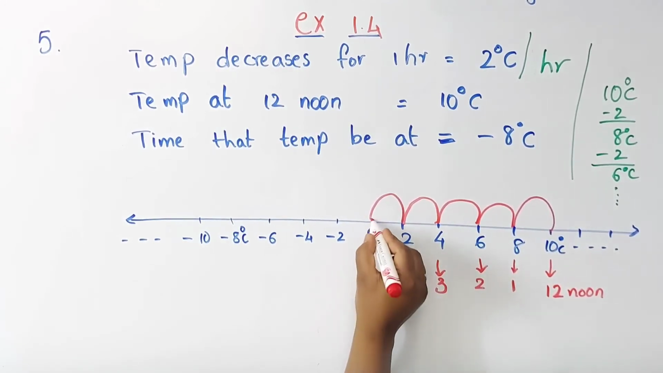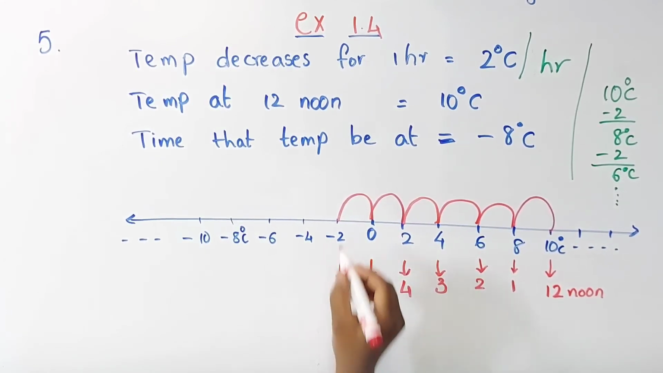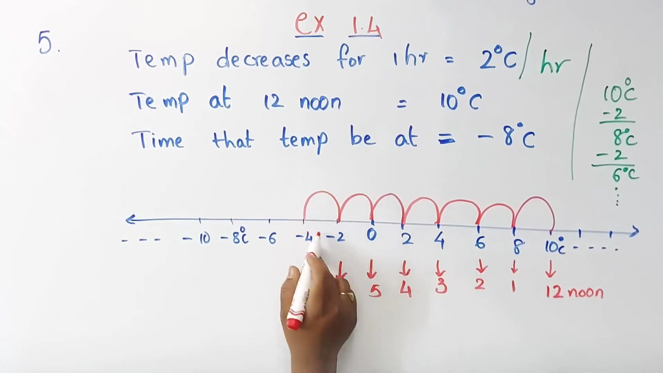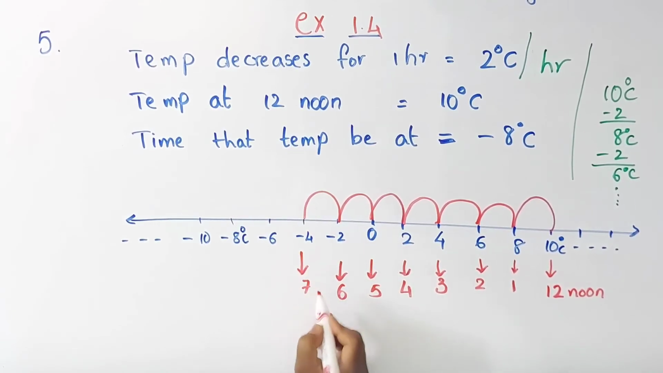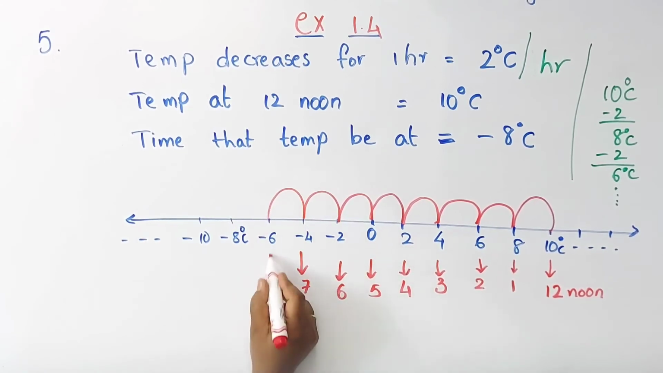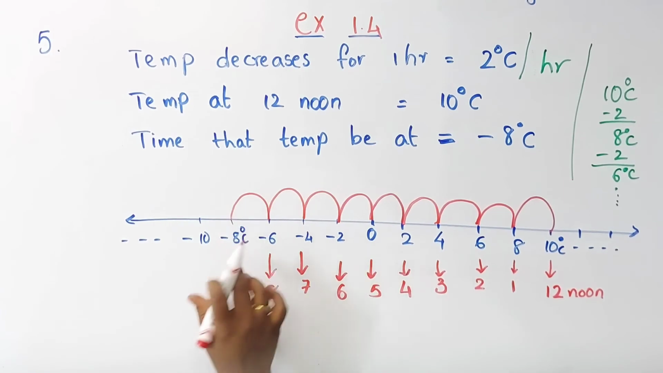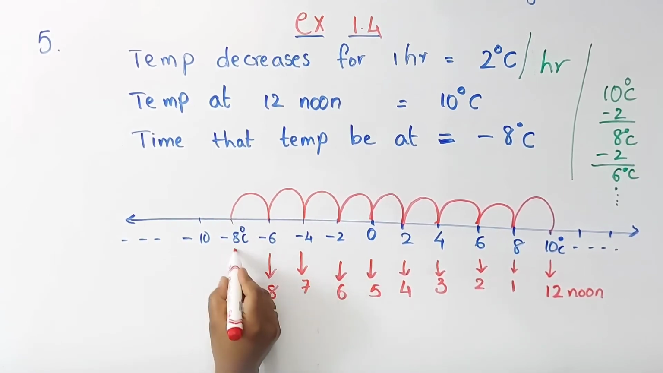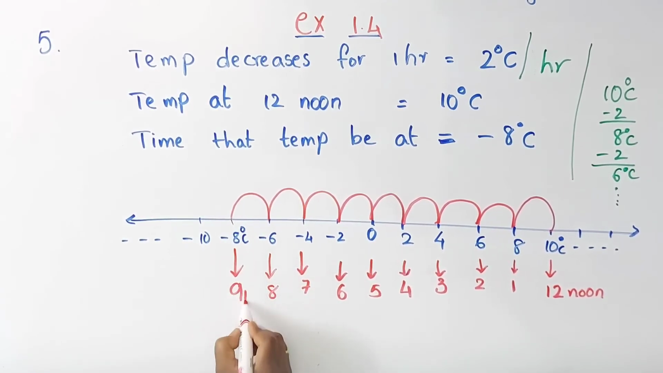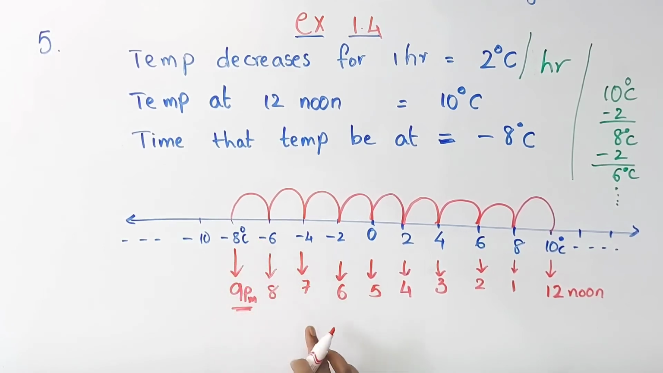And after 1 hour, it is -2 at 6 p.m. After 1 hour, it is -4. Now 7 p.m. And after 1 hour, it is -6 degrees centigrade. It is 8 p.m. After 1 hour, it is -8 degrees centigrade. What is the time now? It is 9 p.m., children. So at 9 p.m., the temperature will be -8 degrees centigrade.